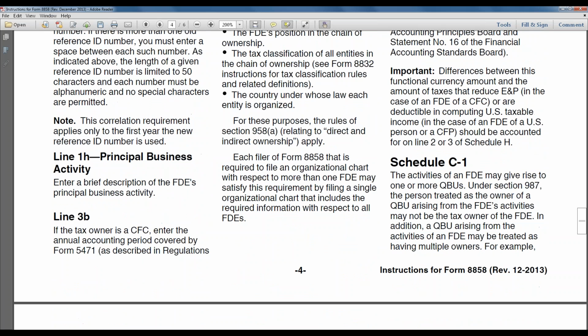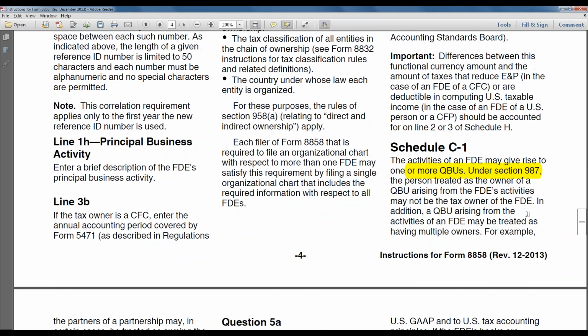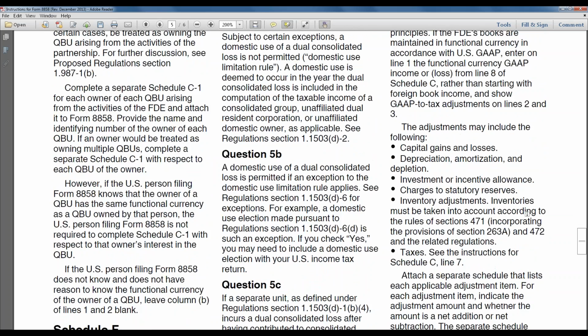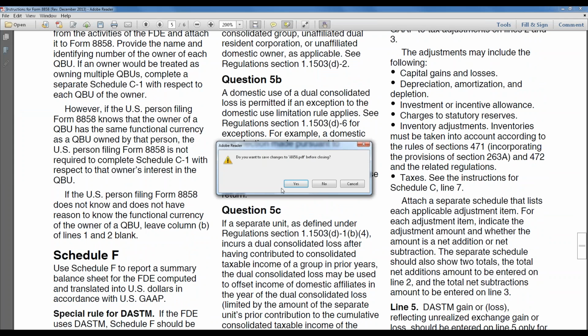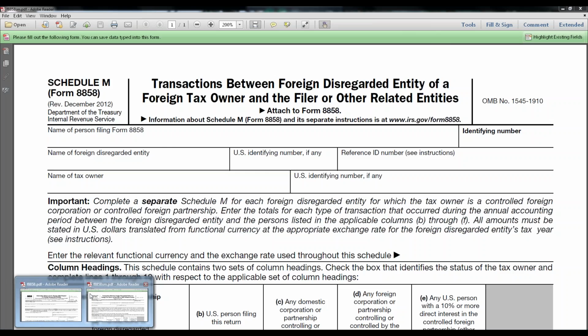And Schedule C1 is where they get into the qualified business unit. We can see that the schedule is not as long as the instructions, but the tax law is enormous. Once again, back to the Section 988, Section 987 currency gains and loss rules. And you see the structures for that go on pretty far. So with this, we're going to close this form and get over to the other form.